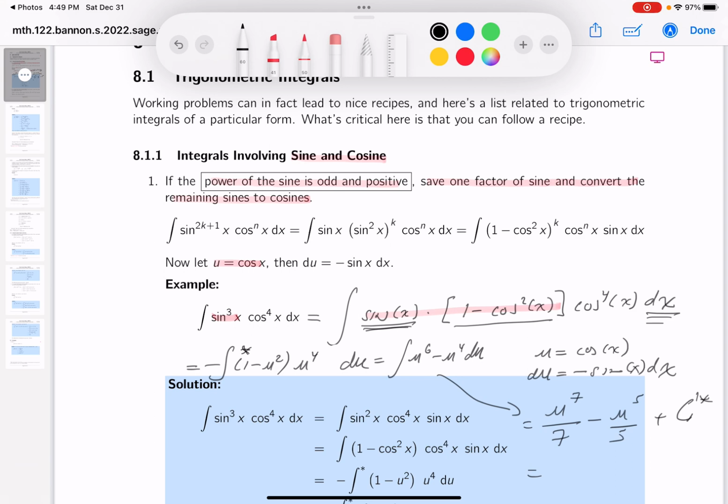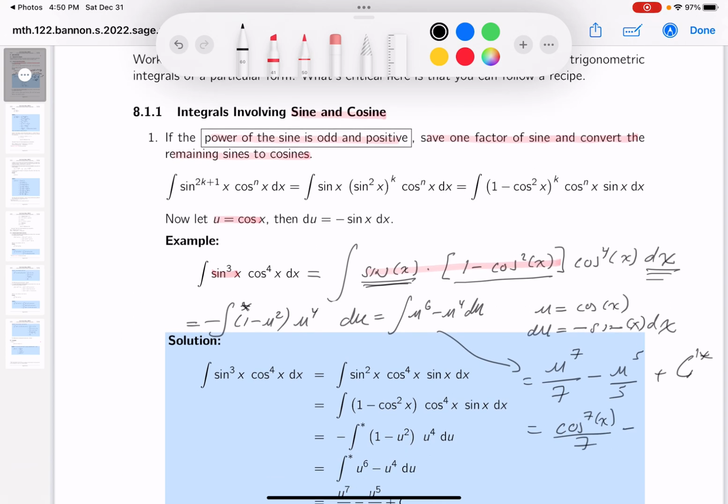And let's put it down now. What are you going to get? Well, you're going to get cosine to the 7th power of x over 7 minus cosine to the 5th power of x over 5 plus some constant of integration. Put a box around that.